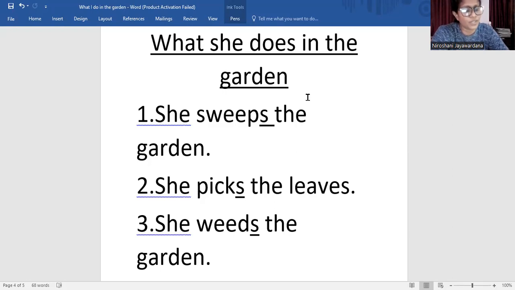Oshani, picture number three. I can see a house. A house. I can see a watering can. A watering can. There is a wheelbarrow. There is a rake. There is a shovel. Teacher. Yes.